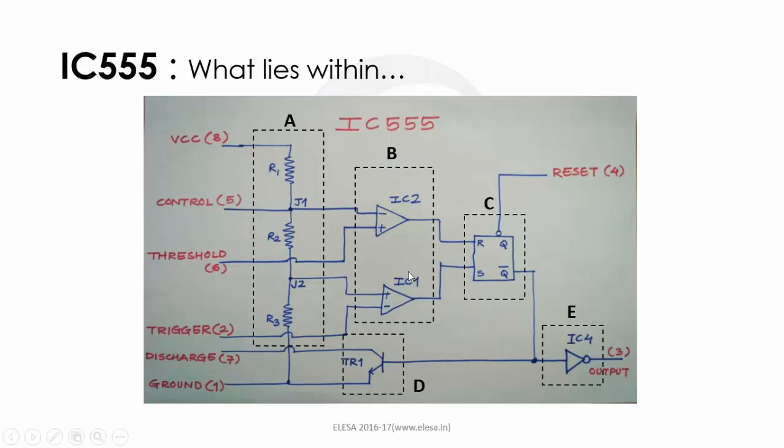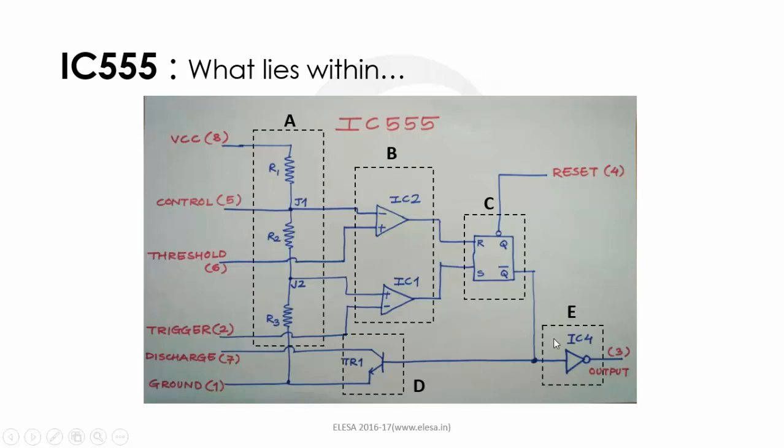In section B, the op-amps used are in comparator mode. These are used to compare the voltages at the threshold and trigger inputs with the voltage fixed by the potential divider formed by R1, R2 and R3. Section C comprises the RS bistable flip-flop stage. It can be either set or reset based on the output from section B. In addition to that, an external reset input is provided to reset the flip-flop.